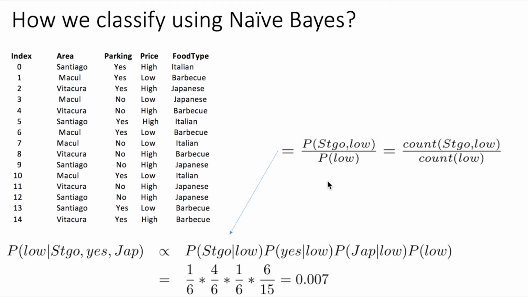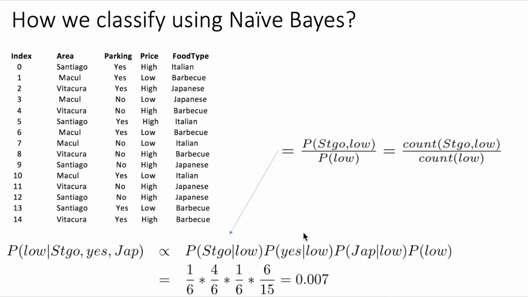Now, having this term, you just need to count how many cases have the values Santiago and low divided by the cases that have low. An easy way to estimate this is to go to the table, select all the lines where the price is low, and out of them, see which ones have Santiago in the location. As we can see, we have 1, 2, 3, 4, 5, 6, and only one has Santiago, so it's going to be 1 divided by 6, right?